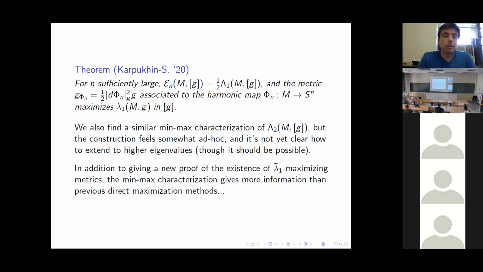All right, so as a byproduct, we get a new proof of the existence of these maximizing metrics. Okay, but in fact, we get a little bit more.